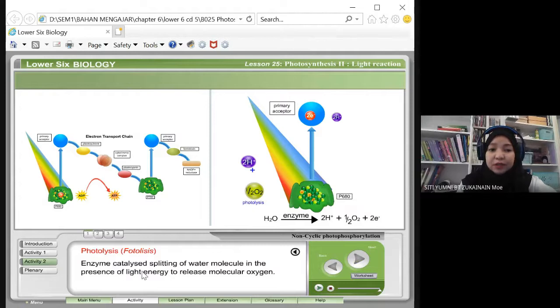What is photolysis? Photolysis is the splitting of water molecules in the presence of light energy to release molecular oxygen. So here, photodissociation of water also occurs. Two water molecules are split by the complex of photosystem 2, and electrons are removed from water to replenish the hole in the reaction center of photosystem 2. And then hydrogen ions, or protons, are generated and released into the thylakoid space.